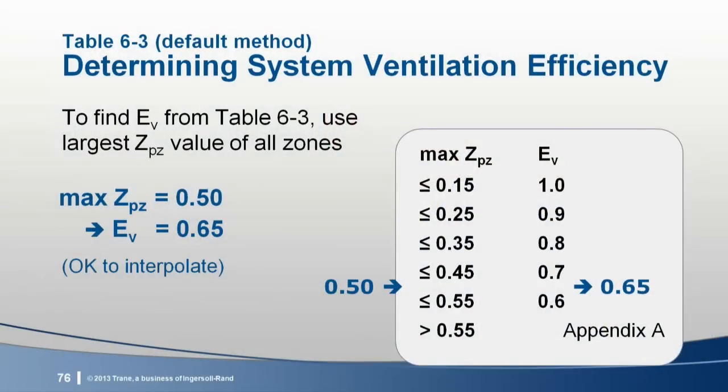Note that example 6-J in the Standard 62.1 User's Manual clarifies that interpolation is allowed when using this table. And it's worthwhile doing because it results in a higher value for system ventilation efficiency. But one important thing to notice about this table: if the largest zone outdoor air fraction is greater than 0.55, Standard 62 requires you to use the calculation method in Appendix A.